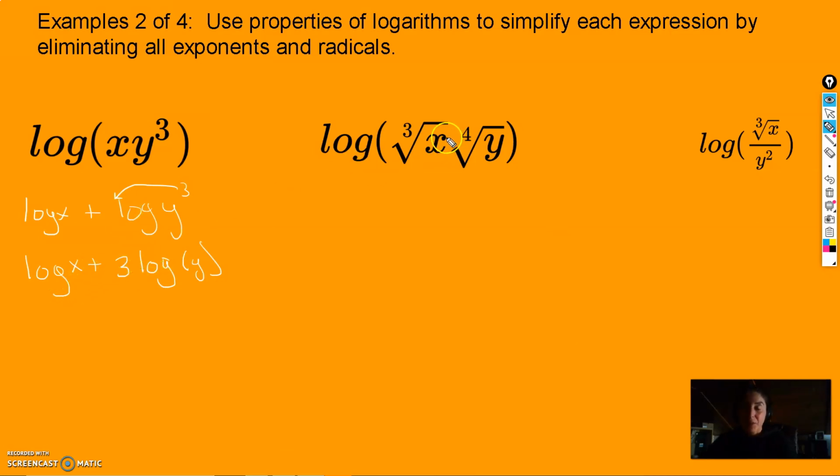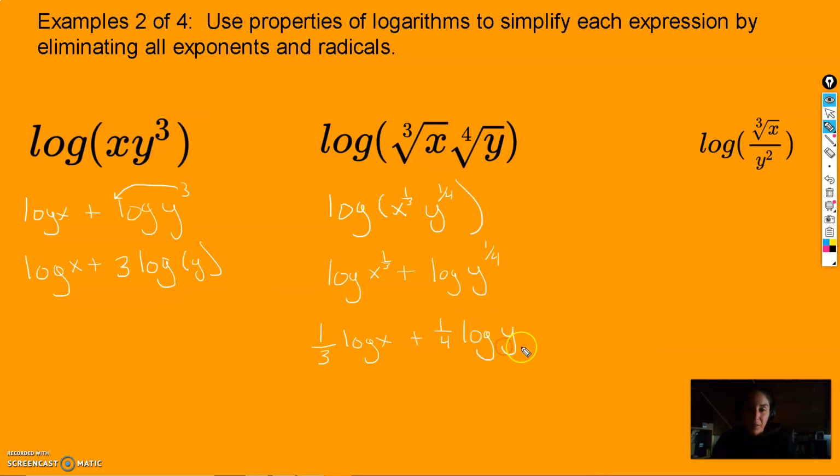Okay, what about this one? You're really going to need to tap into your fractional exponents for these. So I'm going to change these radicals into fractional exponents. A cube root is to the 1/3 power. The 4th root is to the 1/4 power. Alright, this is a product. Let's split it. So log of x to the 1/3 plus log of y to the 1/4. Then power rule. Exponents drop down in front. And then this will be 1/4 log of y. Done. We split it, no more exponents.